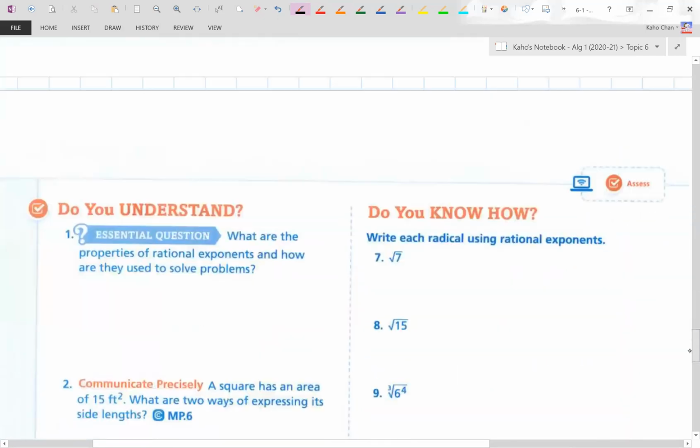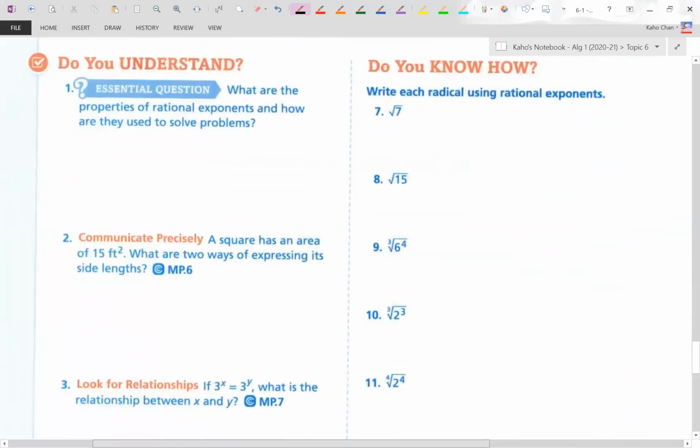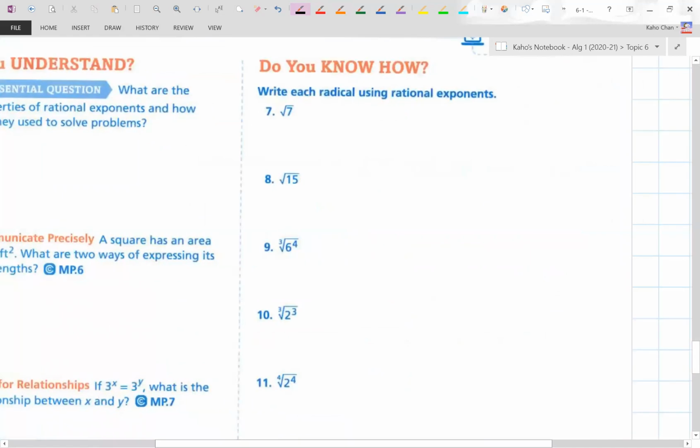Let me start with number 7. We're going to write each radical using rational exponents. Right now they're in radical form. Radicals are the nth root of a to the m power, and we want to move it into rational exponent form, which is a to the m over n power. That's what we're trying to do.